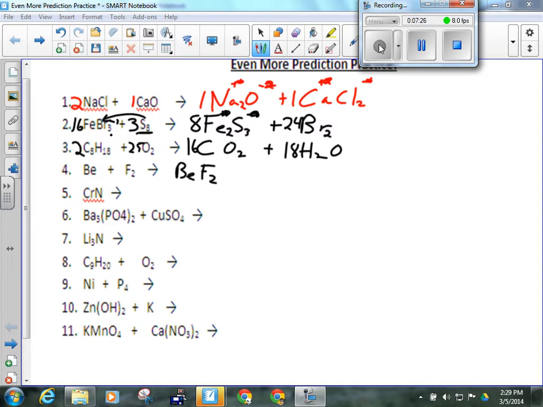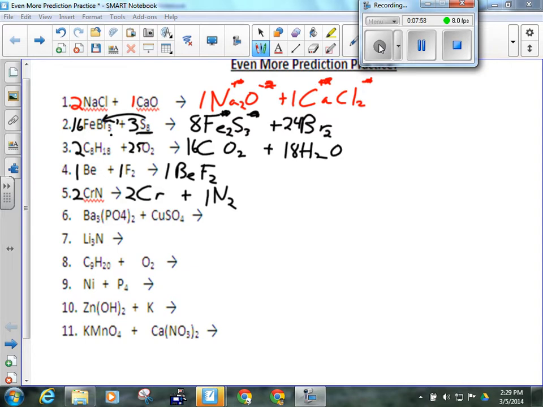For number 5, I've got chromium 3 nitride here, and it's all by itself. So what kind of reaction is that? Decomposition. So that's going to break down into chromium and nitrogen. Chromium's a metal. There are no special metals, other than hydrogen. Nitrogen is a non-metal. Is it a special non-metal? Yes, it comes as a 2 when it's by itself. Now we have to go back and balance: 2 and 2 and 1. That ought to do it.